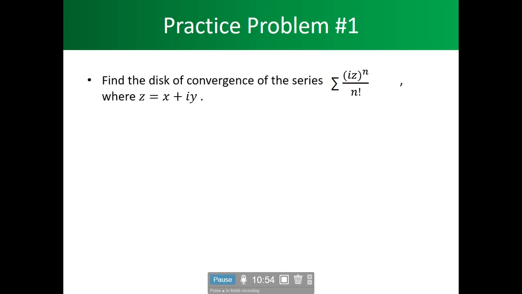Okay, so the next thing we like to look at, we like for you to look at this problem. You can work it, and then pause this, and then you can come back and compare your answers to the answers that we have here.